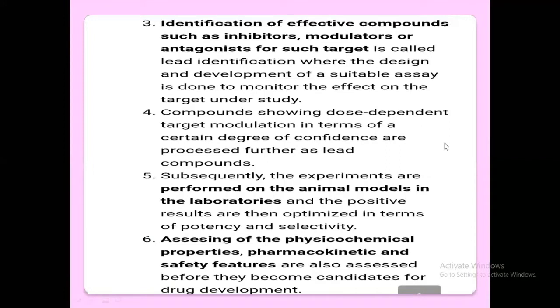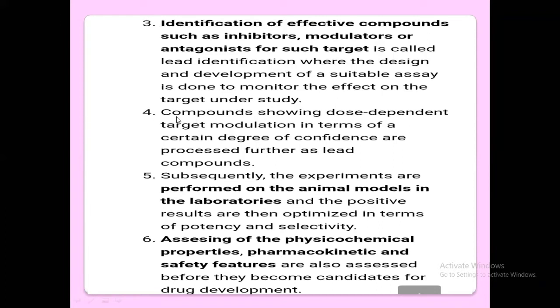The third step, identification of effective compounds such as inhibitor compounds or modulator compounds or antagonist for such target. Antagonists, they are working against the target. They are called lead identification molecule or lead molecule, where the design and development of a suitable assay is done to monitor the effectiveness of the drug on the target under study.